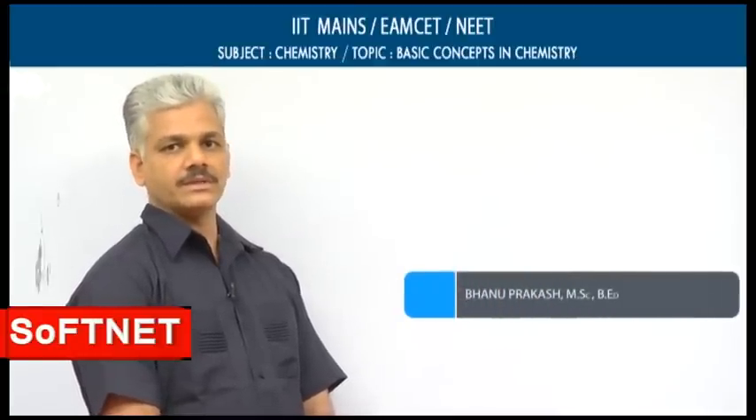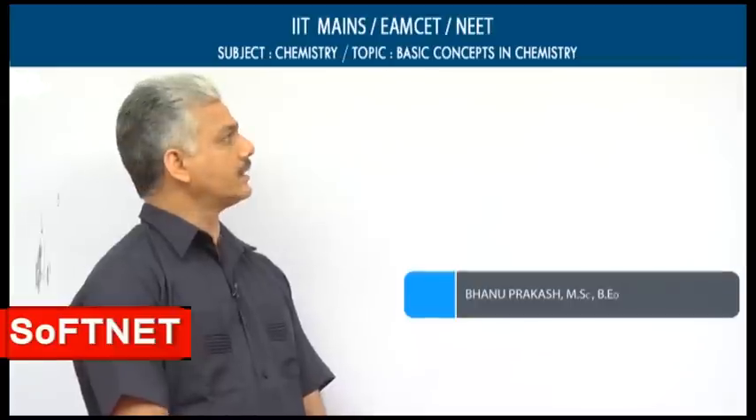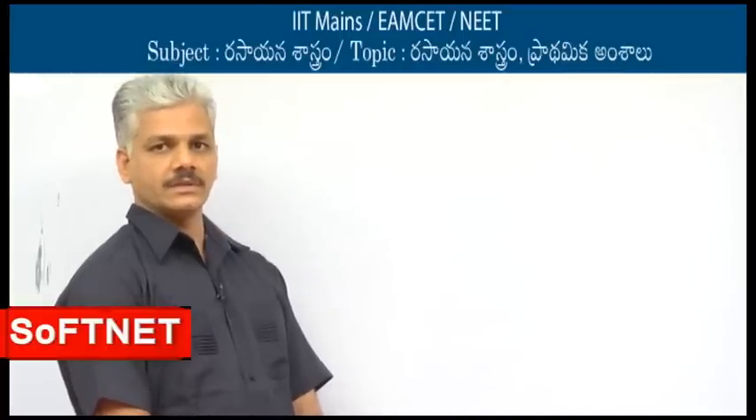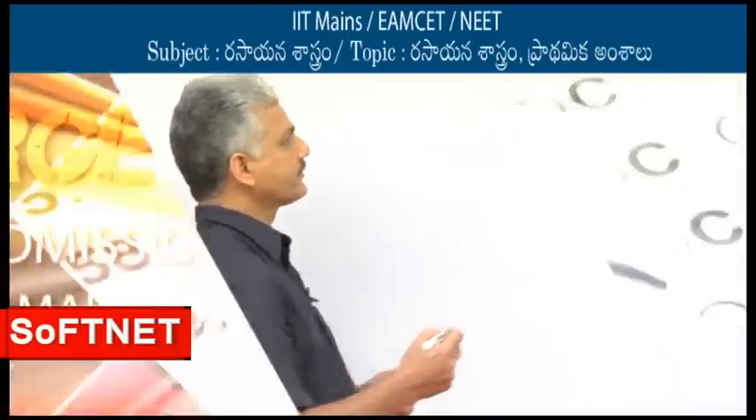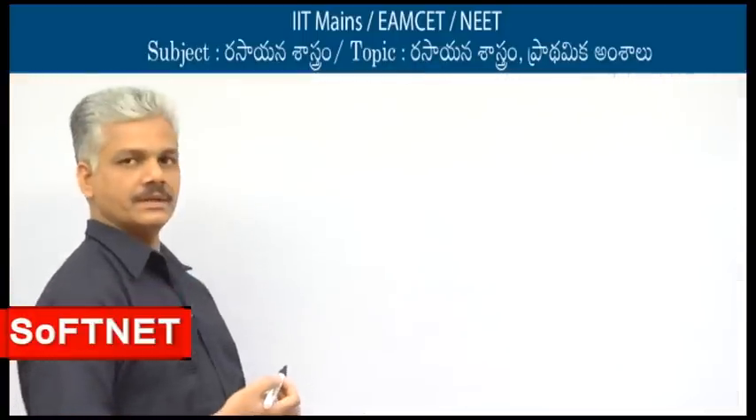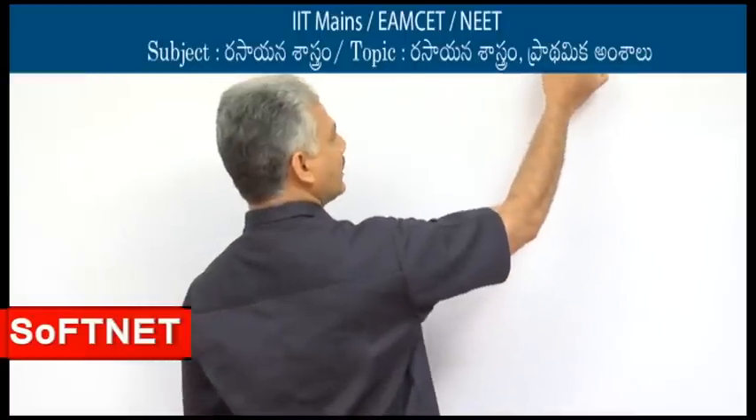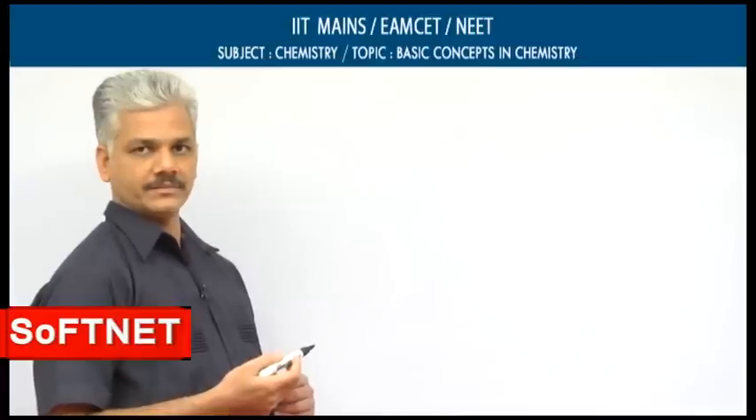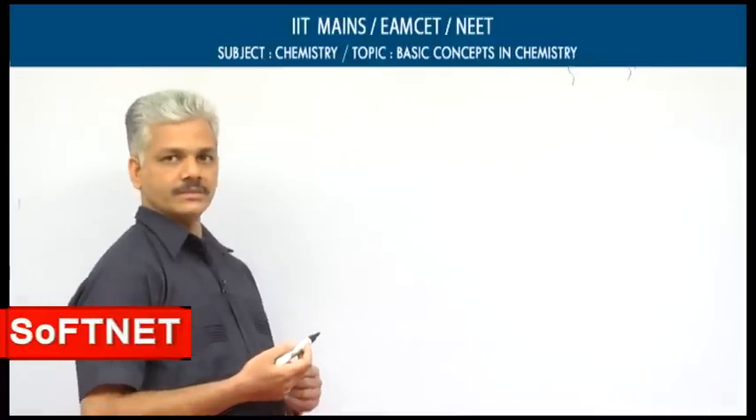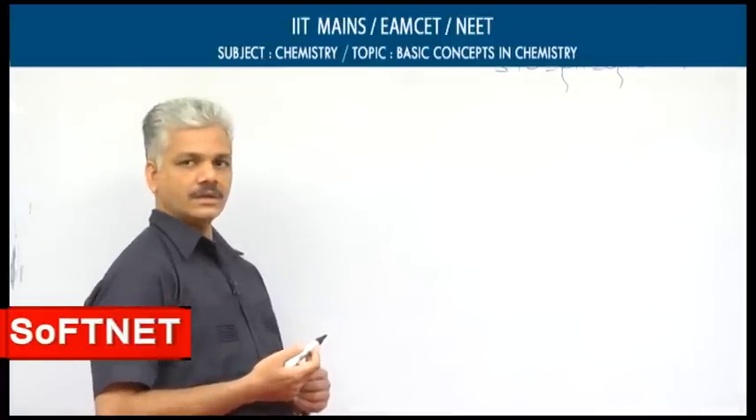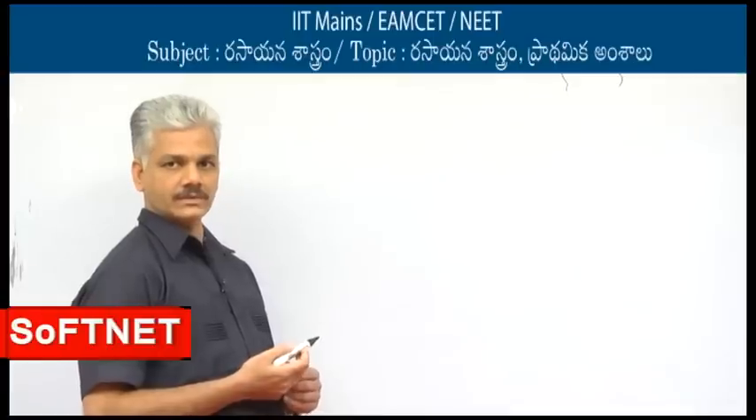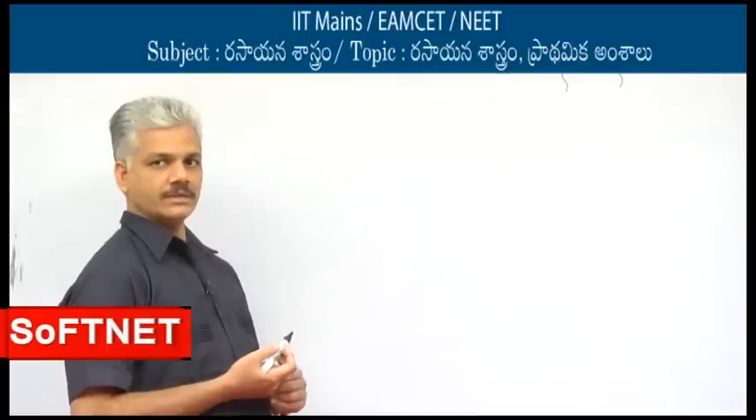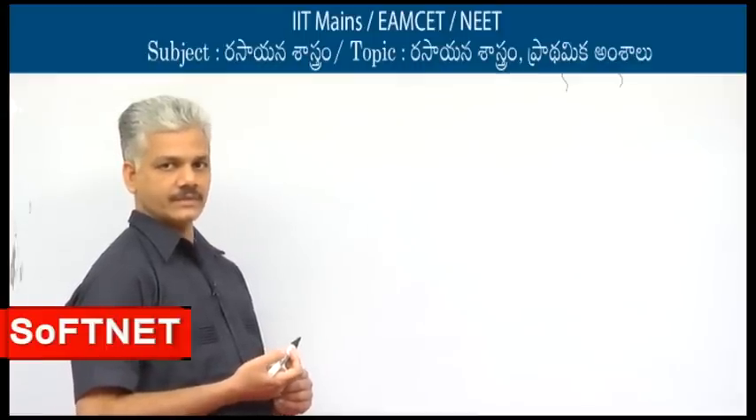Today we are going to discuss a topic in chemistry called basic concepts of chemistry. This topic is also known as stoichiometry. Stoichiometry literally means a combination of three words: stoi, chio and metry. Metry means measurement. Stoi and chio represent atoms and molecules. So, the literal meaning of stoichiometry is measurement of atoms and molecules.